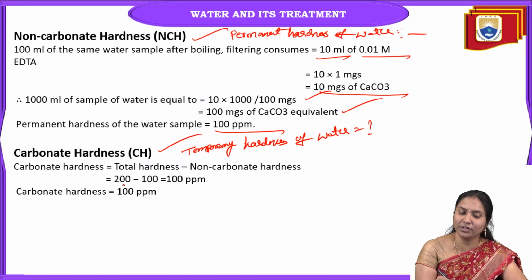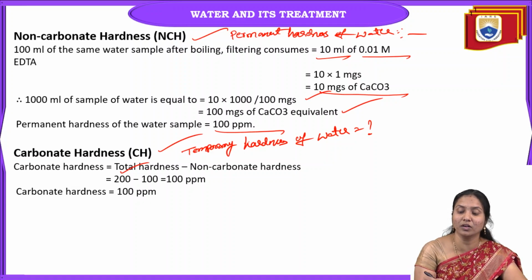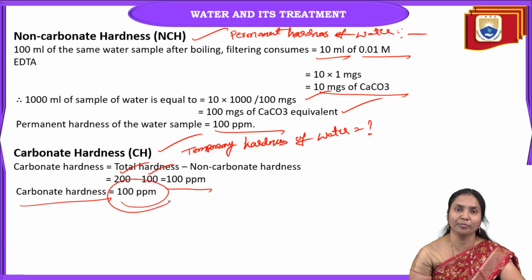So the total hardness of the given water is 200 and the permanent, non-carbonate hardness is 100. So 200 minus 100 is equal to 100 ppm. So the carbonate hardness or temporary hardness of the given water is 100 ppm. So the total hardness of the given water is 200 ppm, the permanent hardness is 100 ppm and the temporary hardness is 100 ppm.